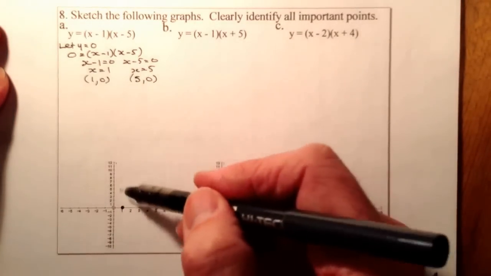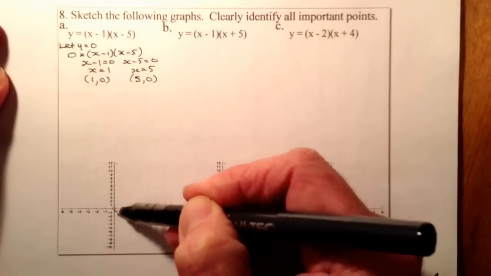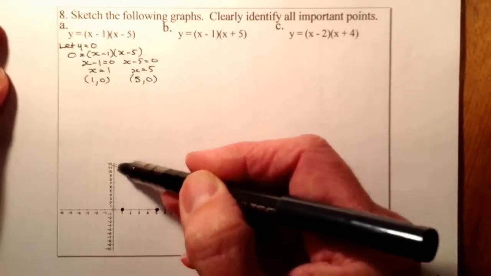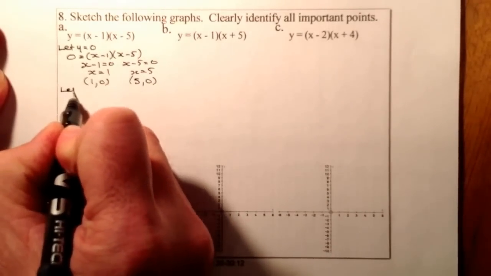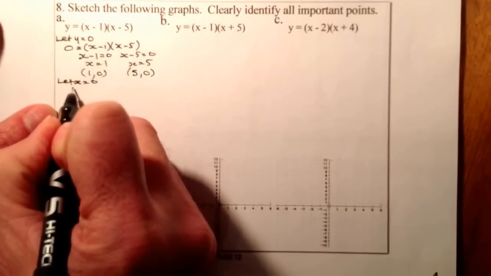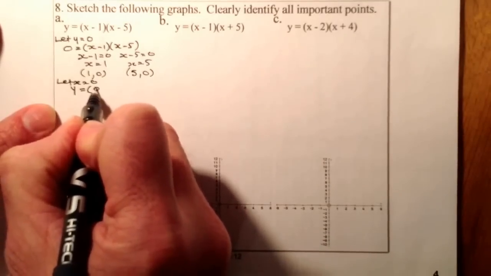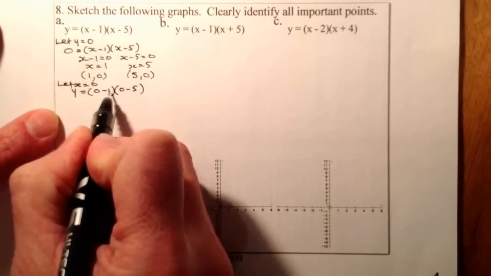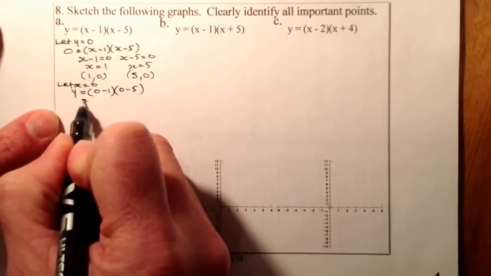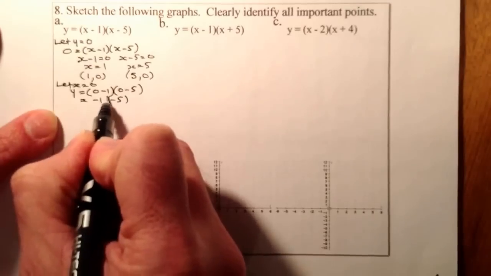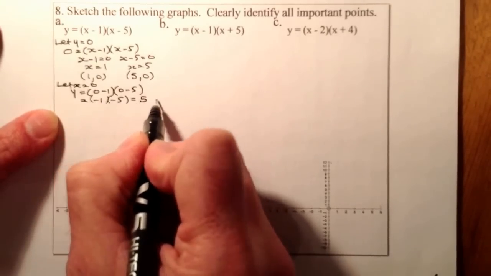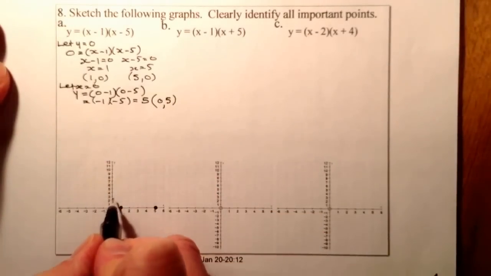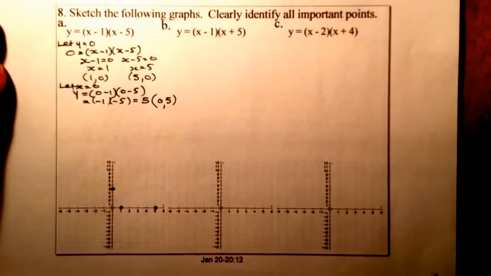Now another point that's really important is where it cuts the y-axis. So where it cuts the y-axis, I know that my x-coordinate all the way along there is equal to 0. So what I'll say is I'll let x equal 0. So if I let x equal 0, I can find out my y value. I'll just substitute the 0 in there. And what I've got here is I've got minus 1 times minus 5. That gives me a value of 5. And the coordinate that I get from there is (0, 5). So I'll just plot that as well. So (0, 5) is there. So that's me got 3 points already.